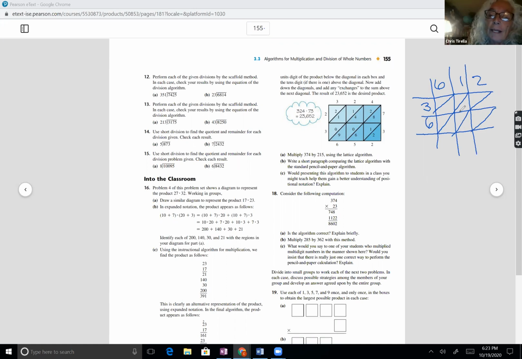So when I take 6 times 2, I get 12. And I'm going to write my 2-digit numbers like that. When I take 6 times 1, I get 6. When I take 6 times 6, I get 36. With me so far? Now, when I take 3 times 2, I get 6. So I'll write that as 0, 6. 3 times 1 is 3. And 3 times 6 is 18.